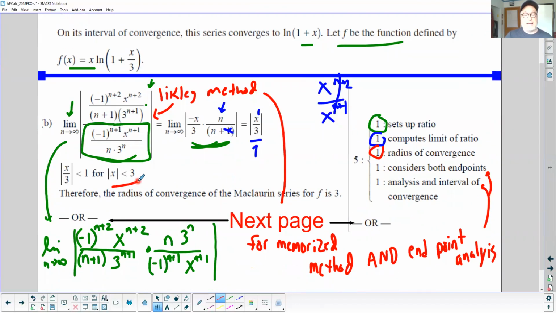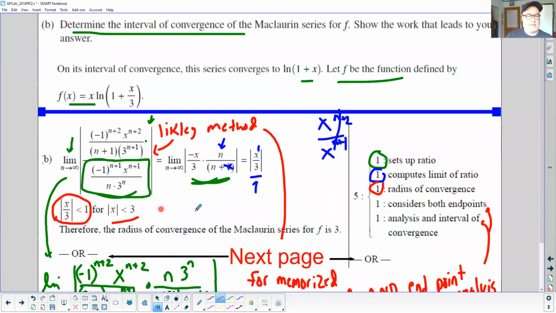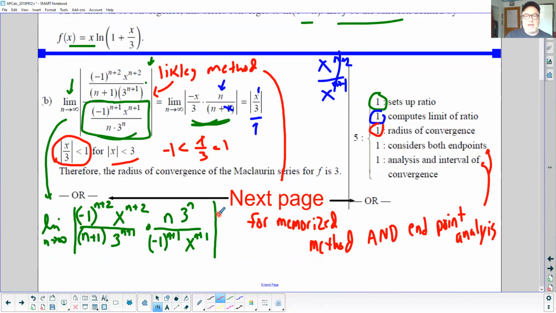Now, when you do ratio tests on the 2020 exam, which you will have to do, you set this ratio's absolute value less than 1. But this one asks for the determined interval. So you could, if you have this guy, x over 3, between 1 and negative 1, and then you multiply by 3, and you get x is less than 3 and greater than negative 3. That's the correct interval. You did the radius correctly. So this and this are essentially the same thing. So that's your third point.